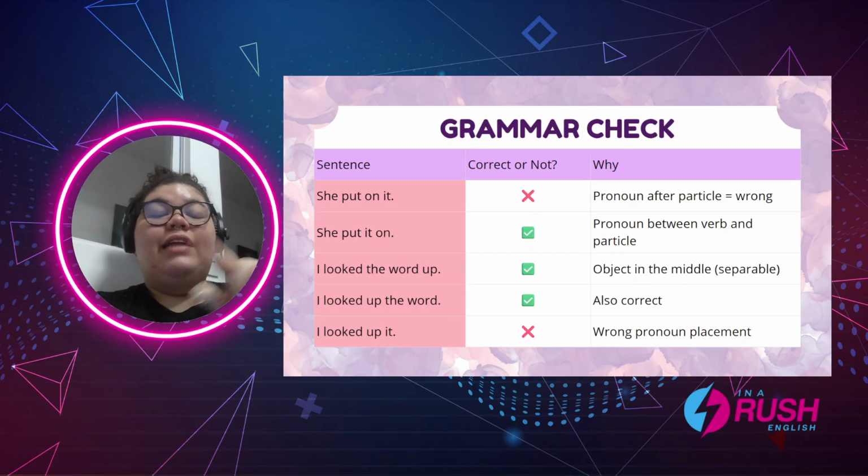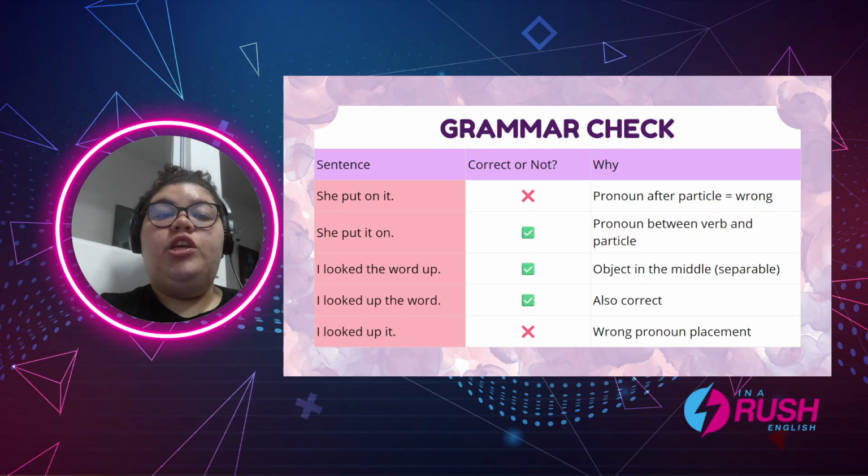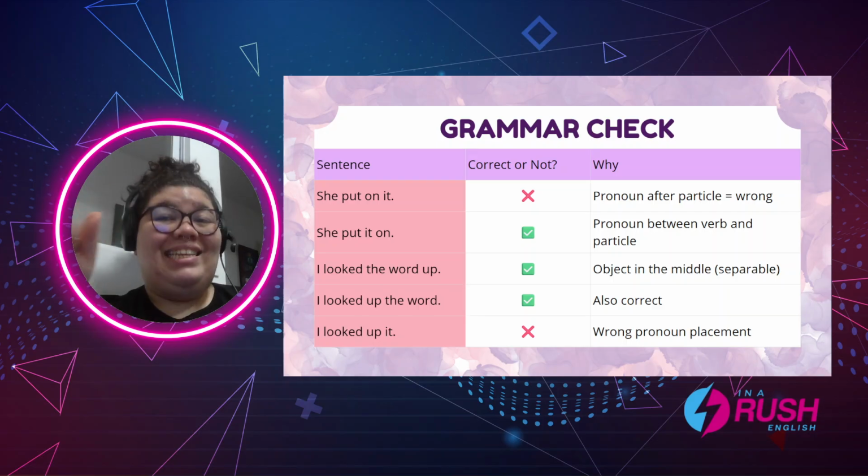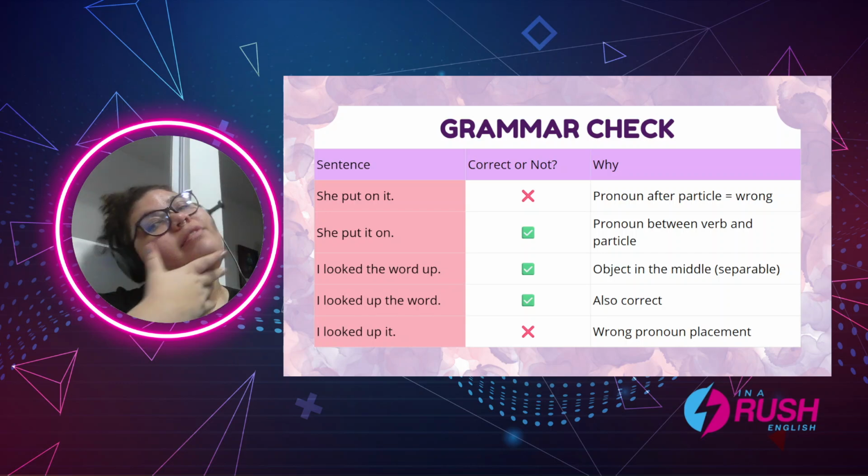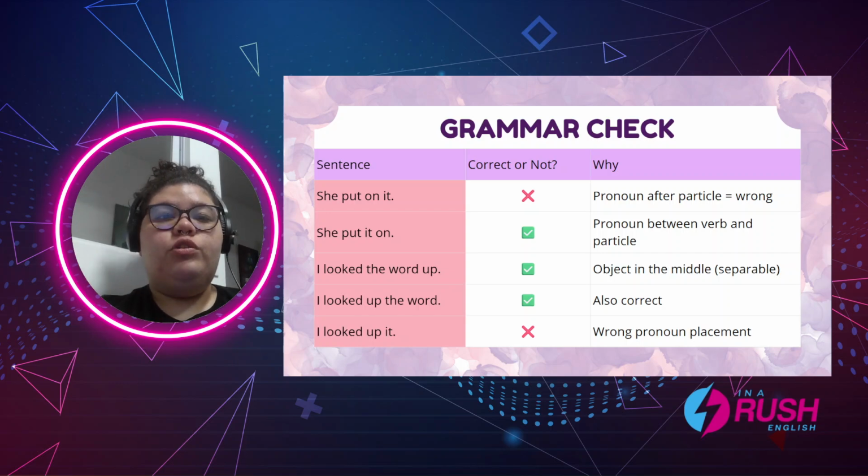All right, let's do a grammar check. Just so we can remind. She put on. Correct or not? So we have a sentence, correct or not, and why. She put on is not correct because the pronoun, she put on it, is after the particle, and this is wrong. So she put it on. She put it on, okay? She put it on, it's correct. The pronoun is between the verb and the particle.